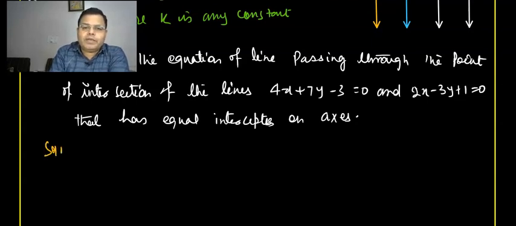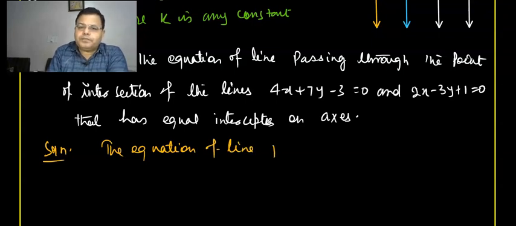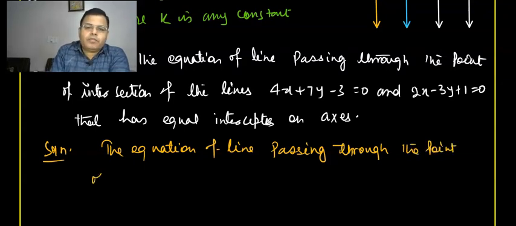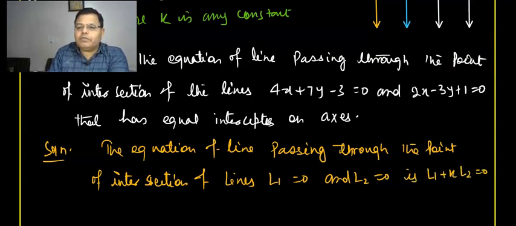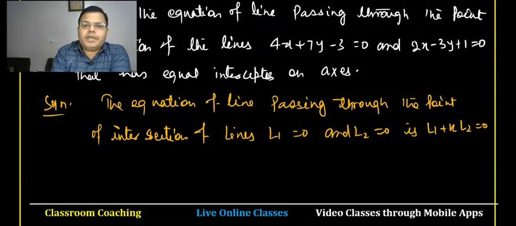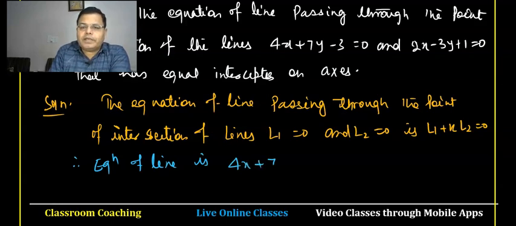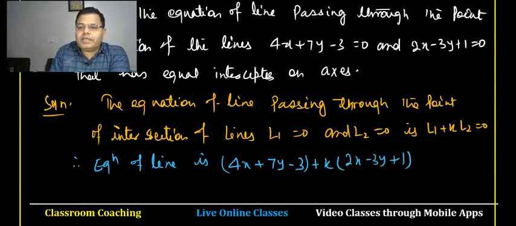Alright, so we have to calculate the equation of line passing through the point of intersection of these two. So the solution can be written: the equation of line passing through the point of intersection of lines L1 is equal to 0 and L2 is equal to 0 is L1 plus k times L2 is equal to 0, right? Therefore the equation of line is 4x plus 7y minus 3 plus k times the second line, 2x minus 3y plus 1 is equal to 0.